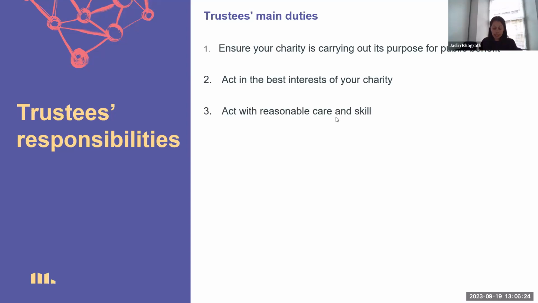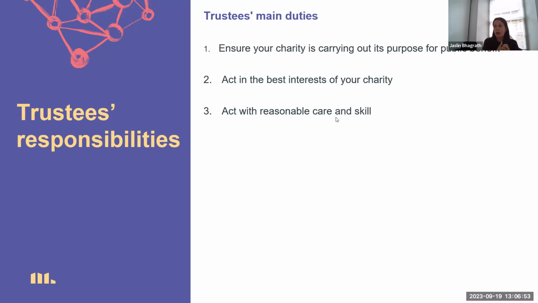The third is to act with reasonable care and skill. So a charity board should be made up of various different people from mixed backgrounds and mixed skills. And so it's important that you use your skills to support the charity. And it's also important to know when you don't know the answer and where you might have to seek external advice.